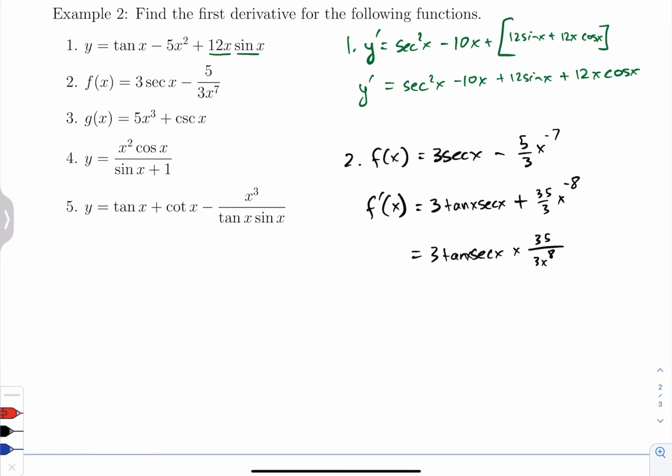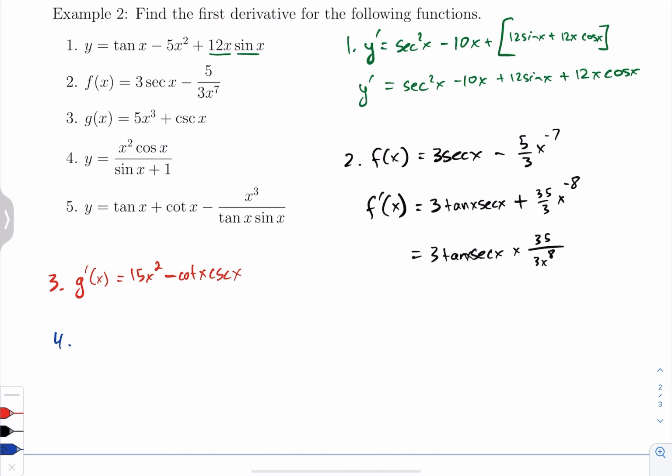All right, the next one, number 3, we have g of x equals 5x cubed plus cosecant of x. So g prime of x will be, again, power rule, 5 times 3 is 15, x squared. The derivative of cosecant of x, well, that's going to be negative cotangent x cosecant x. And that's it.